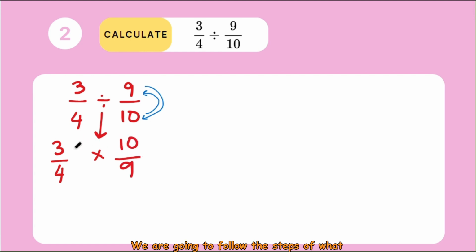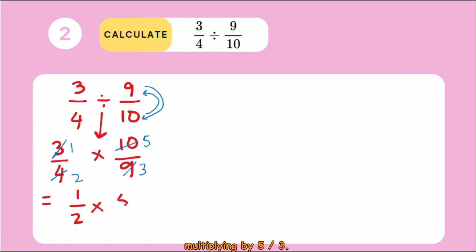We are going to follow the steps of what we did in multiplying fractions. So 3 and 9 can be divided by 3. So 3 divided by 3 is 1. 9 divided by 3 is 3. 4 and 10 can be divisible by 2. 4 divided by 2 is 2. And 10 divided by 2 is 5. So now our fractions are 1 over 2 multiplying by 5 over 3. Now we are going to multiply the numerators, so 5 times 1 is 5, and 3 times 2 is 6. So our answer is 5 over 6.